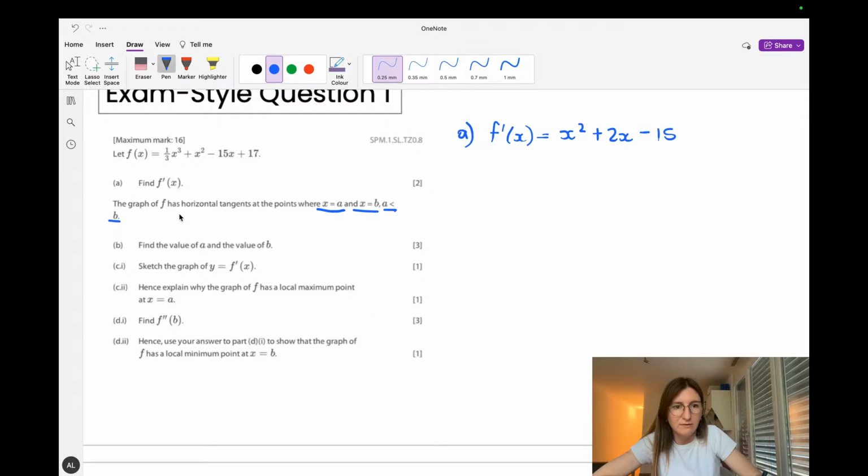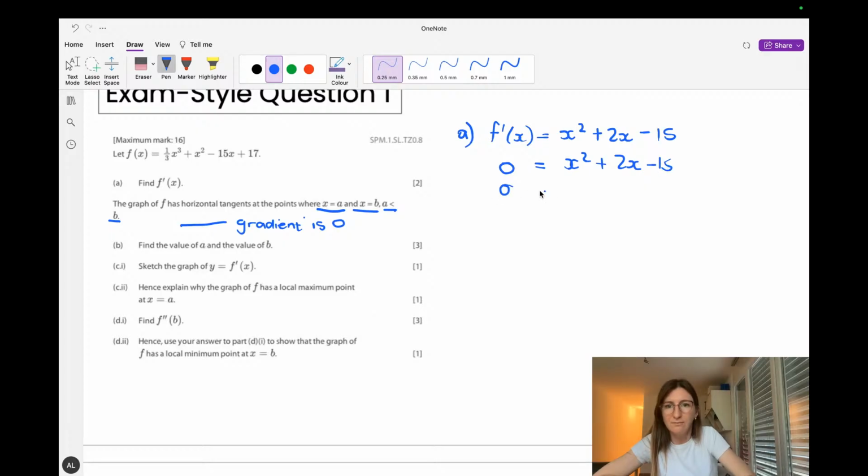Great, we found f dash of x. The graph of f has horizontal tangents, lines like that. They're horizontal at these points. So horizontal tangents, the gradient of these is 0. So that means I need to set it equal to 0. It's just another way of asking this question. And solve for x.